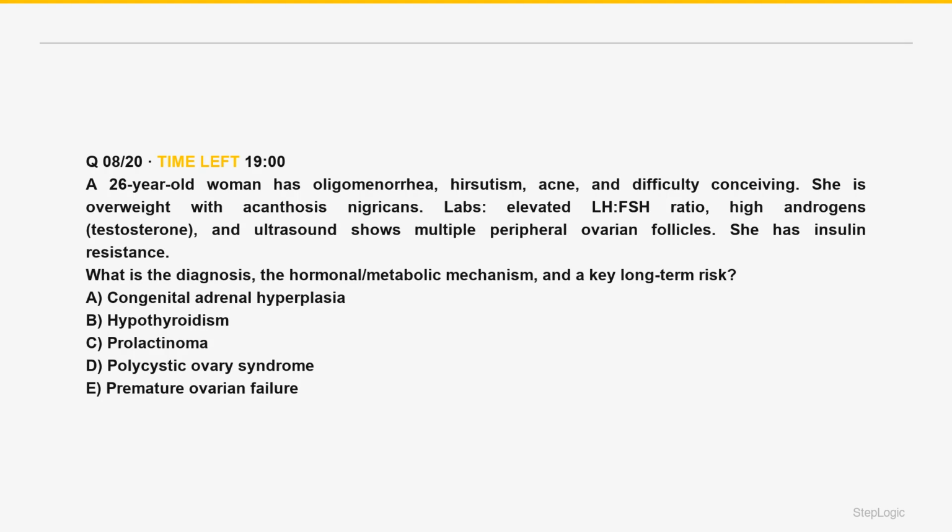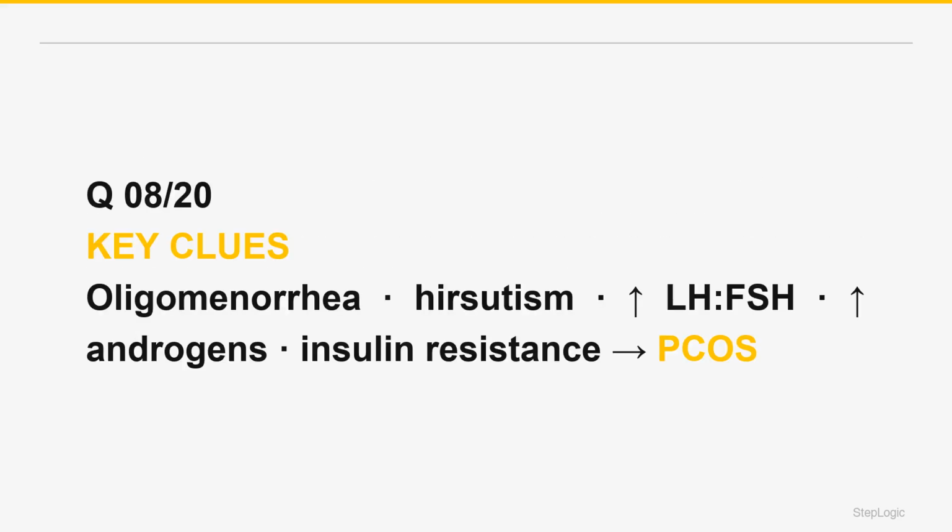Read the command: diagnosis, mechanism, long-term risk. Oligomenorrhea plus hirsutism plus the LH-FSH ratio plus the androgens plus insulin resistance: PCOS, unopposed estrogen, endometrial cancer. This is polycystic ovary syndrome, PCOS, the most common cause of anovulatory infertility.